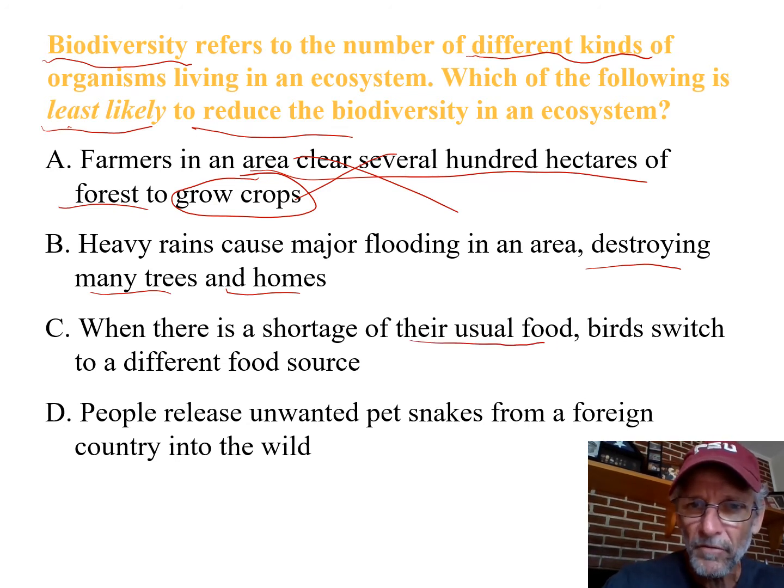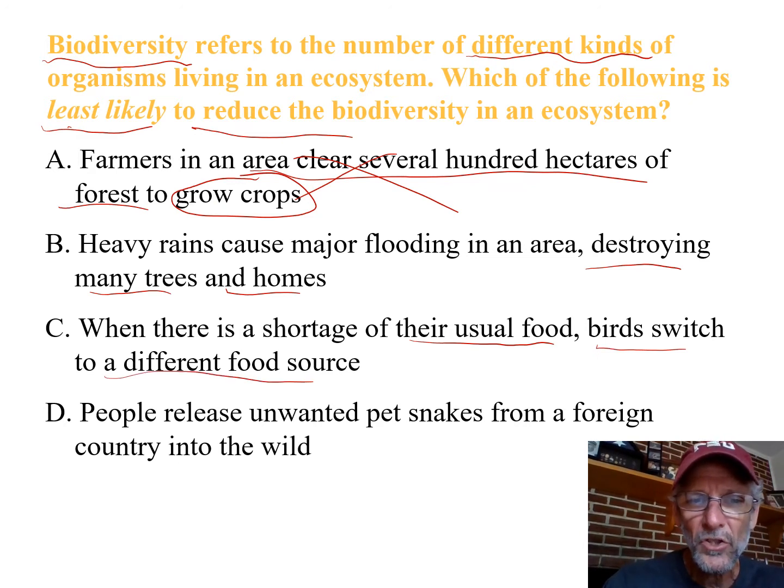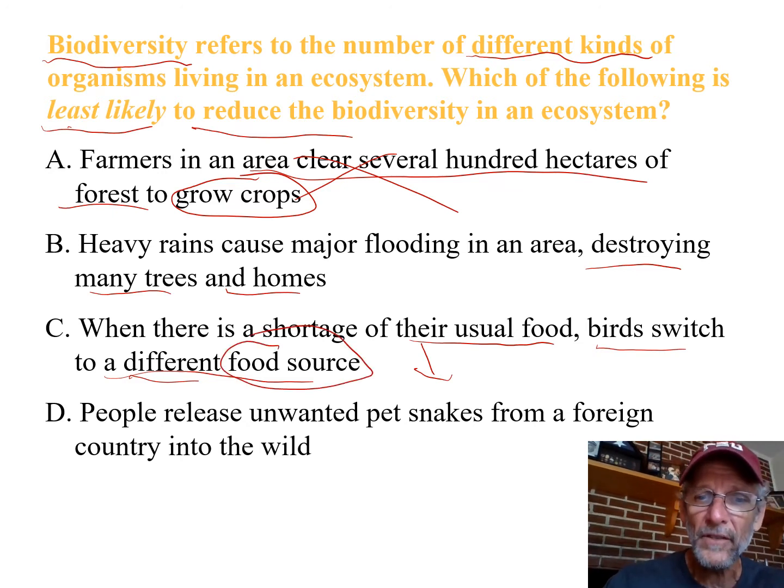Shortage of usual food, birds switch to a different food source. Well, that means they have less food, so they're eating a different kind of food. We go back to food webs. That means something else that's probably eating that different food now has less to eat, so their numbers might go down, right? The food source is living stuff. Their numbers might go down, so that's not least likely to reduce biodiversity.